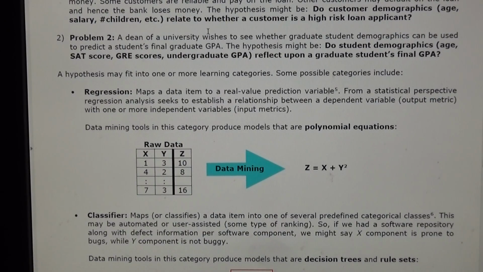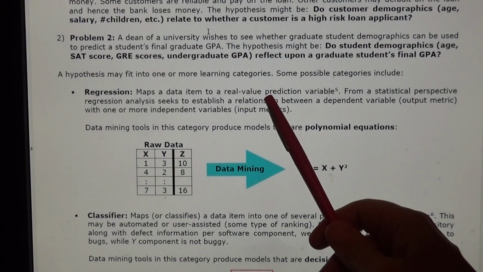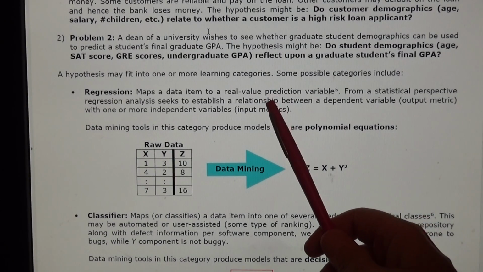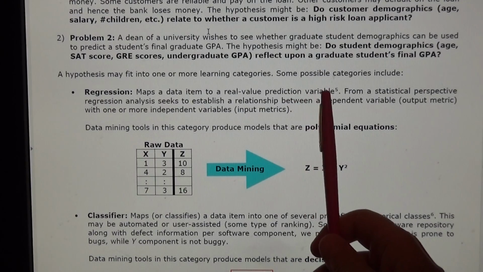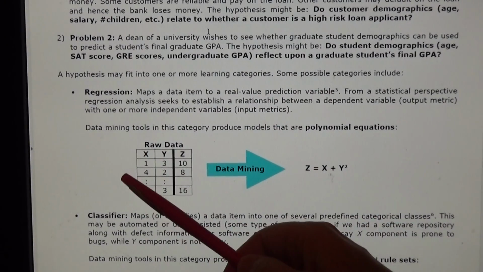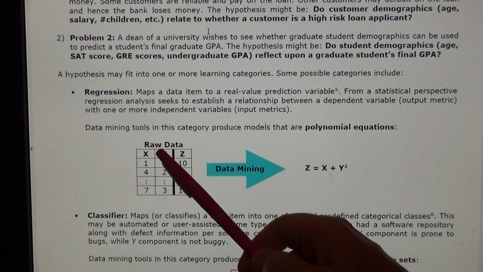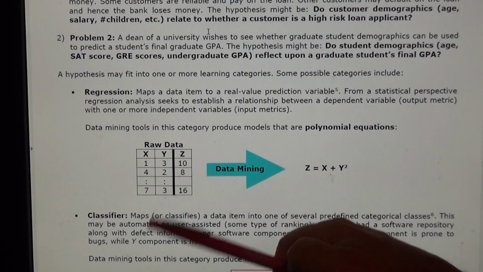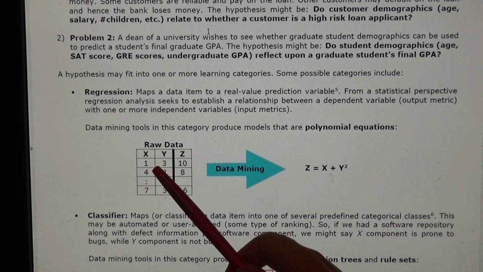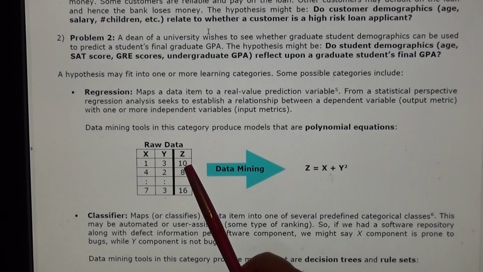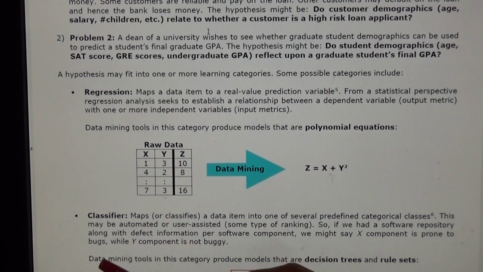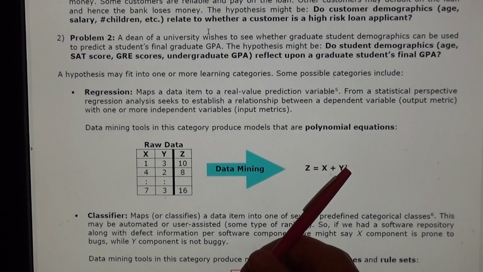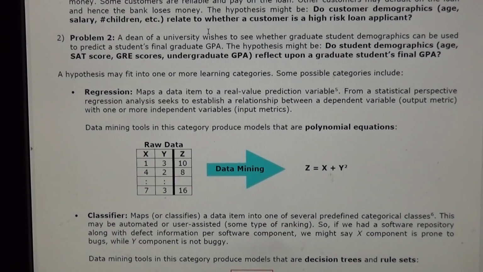For regression, we take data and try to come up with a real value prediction variable. So for example, let's say we have a simple example here, raw data x, y, and this line separates the z's. So the idea is, how do x and y relate to z? Well, it's kind of a trivial one. It's basically x plus y squared gives us z. We don't know that initially, and our solution would be some type of polynomial equation, as I show there. So regression, you can think of it as curve fitting.